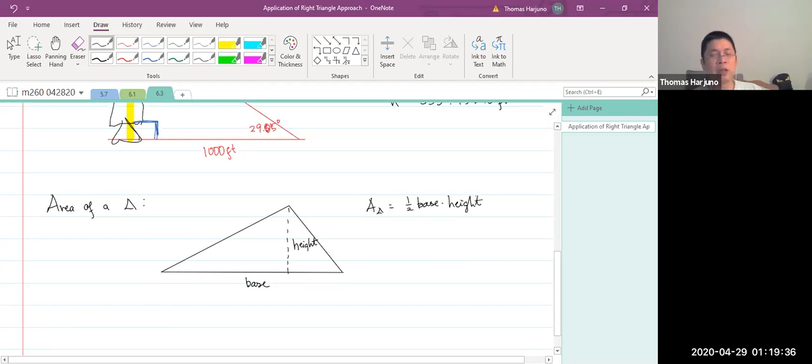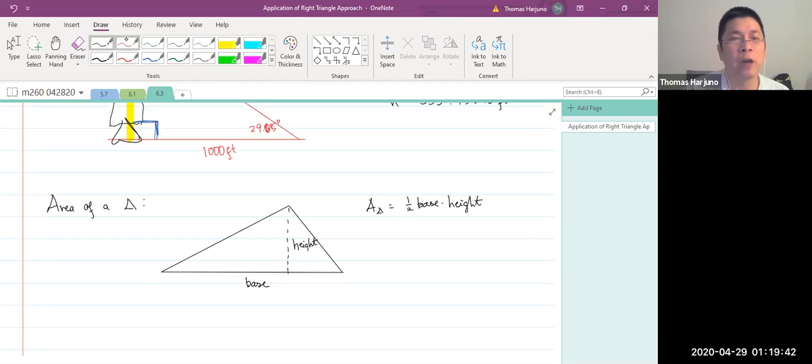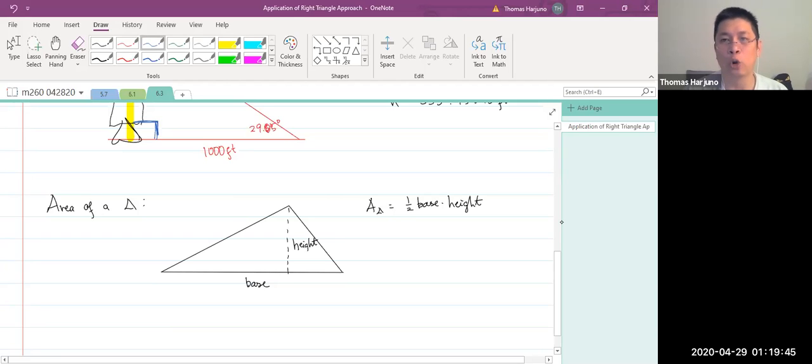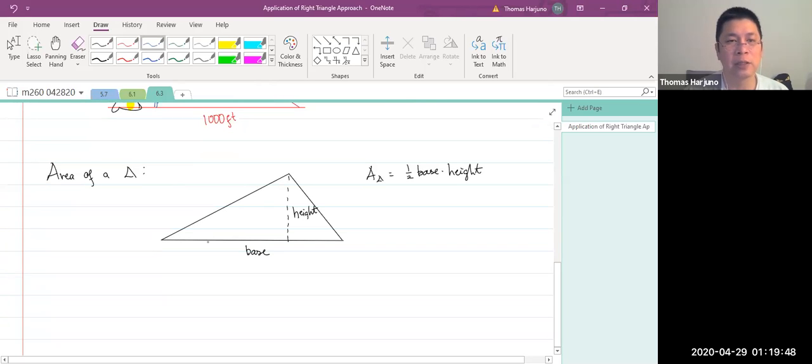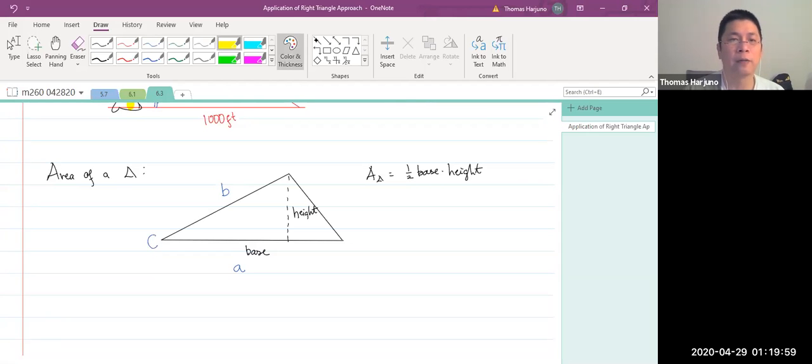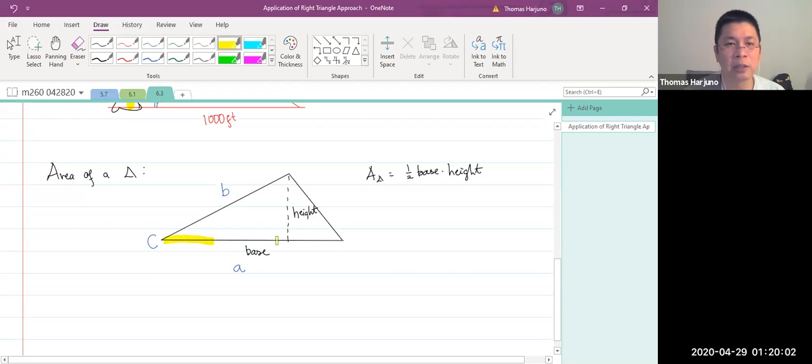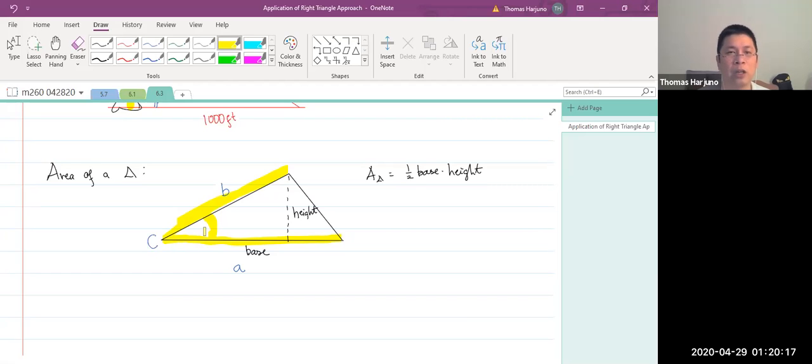Okay, now the thing is, what if we don't have the height? What if we don't have the height, but we have two sides and one included angle? Let's say this is side A here, this is side B, and this is angle C. So if I have two sides and an included angle, meaning that angle is exactly in between those two sides, then what will the area be?